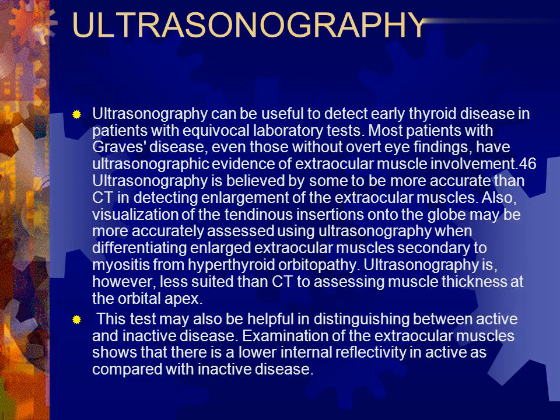Ultrasonography. Ultrasonography can be useful to detect early thyroid disease in patients with equivocal laboratory tests. Most patients with Graves' disease, even those without overt eye findings, have ultrasonographic evidence of extraocular muscle involvement. Ultrasonography is believed by some to be more accurate than CT in detecting enlargement of the extraocular muscles. Also, visualization of the tendinous insertions onto the globe may be more accurately assessed using ultrasonography when differentiating enlarged extraocular muscles secondary to myositis from hyperthyroid orbitopathy.